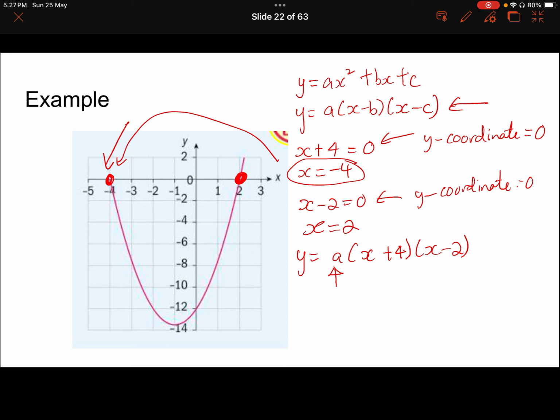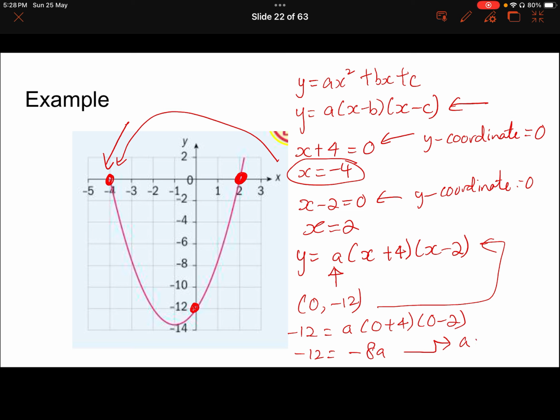And this is where I could do it if I were to pick another point on the graph. I could have picked this point, which is 0 and -12. Then I will substitute this number into this equation. So it will look something like this, which is -12 equal to a(0 plus 4)(0 minus 2). If you solve this equation, you're going to get -12 equal to -8a, which means that a is negative 12 divided by negative 8, which again gives me 1.5, which was the same value that we have found earlier. But this is only primarily for the AA students.